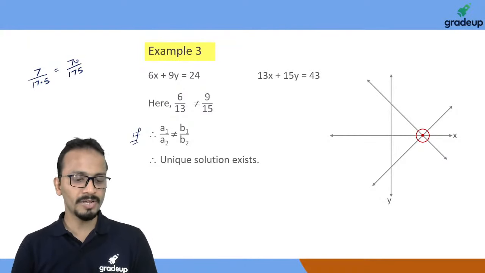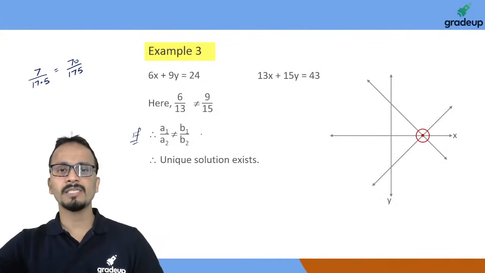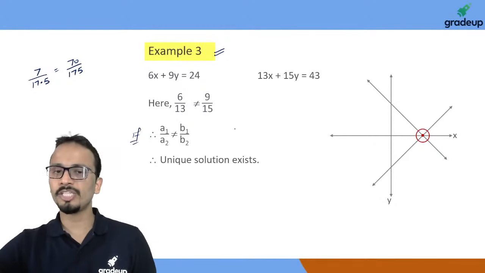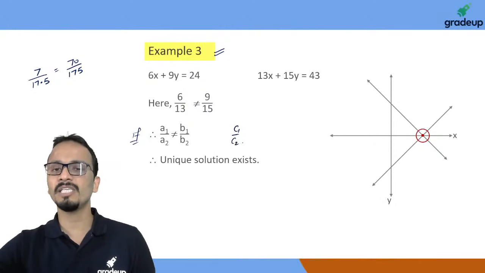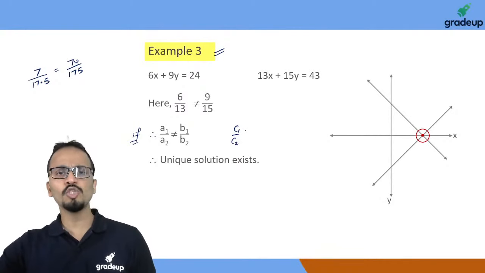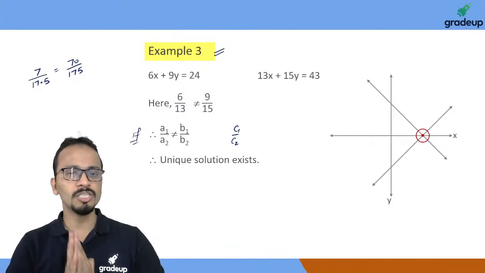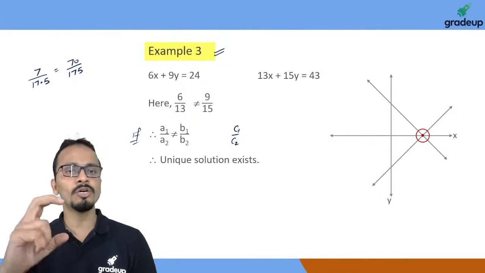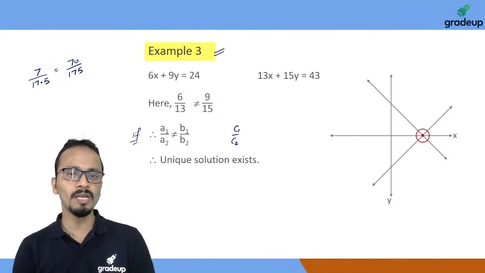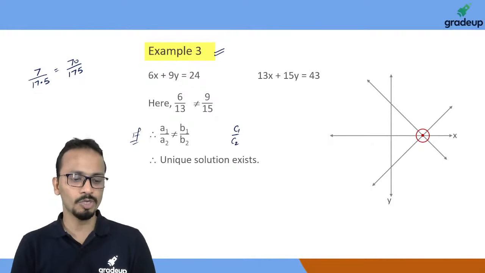Clear, Nikita? Now, another thing, Nikita, in example 3, you are talking about the third ratio C1 upon C2. There is no need to check that ratio. This condition is solely dependent on the first two ratios. So if the first two ratios are not equal, then there will be a unique solution. No need to look at C1 upon C2.